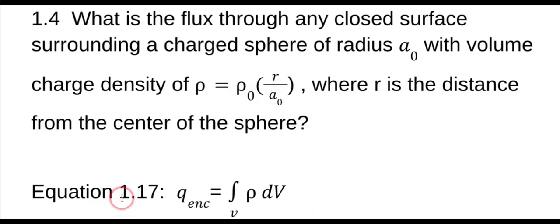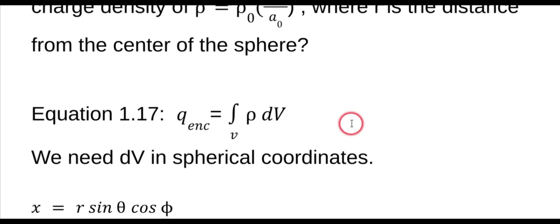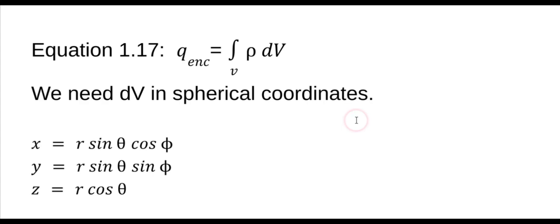In the book, he gives you equation 1.117, where the total enclosed charge is the volume integral of this function times dV. Now here was where I got stumped. Okay, what's dV? Well, the hint he gave here is that this is a sphere. So I said, oh, then that must mean we want the dV in spherical coordinates. Yep, and sure enough. Okay, well, how do you do that? Well, it's a lot of work.